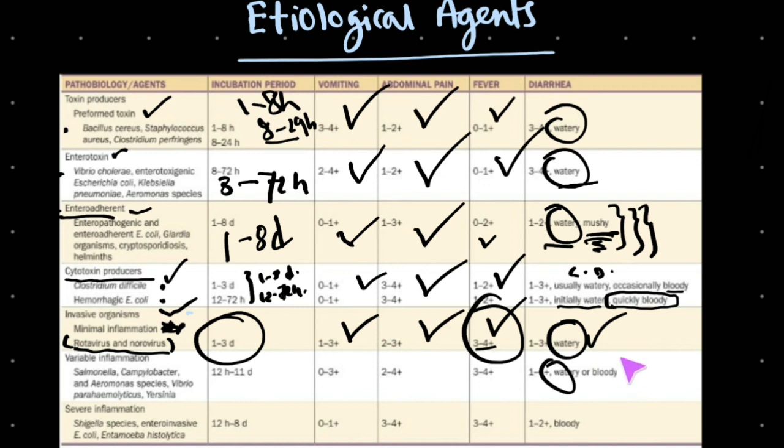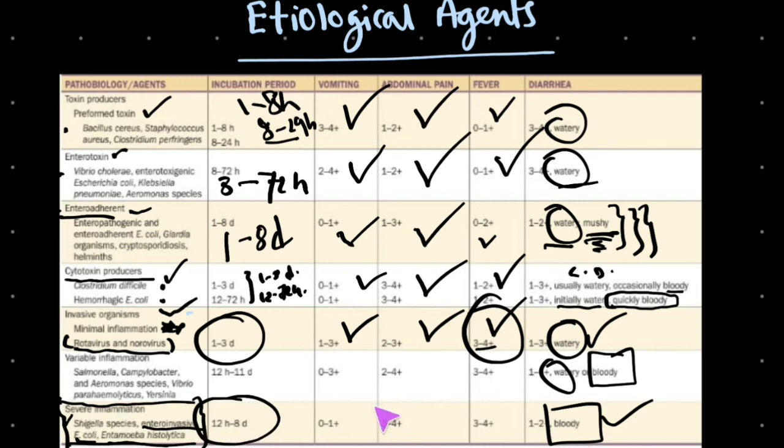Now we can come to mainly bloody diarrhea. What are the organisms? The most common organism that causes bloody diarrhea is actually Shigella, or enteroinvasive E. coli, or Entamoeba histolytica. These organisms cause severe inflammation of the mucosa, thus causing bloody diarrhea. Their incubation period is 12 hours to 8 days. Vomiting is minimal, abdominal pain is very much there, fever is very much there, and bloody diarrhea is there. Variable inflammation causing organisms like Salmonella, Campylobacter, Aeromonas species, Vibrio parahaemolyticus, and Yersinia have an incubation period that may vary from 12 hours to 11 days, and they cause abdominal pain, fever mainly, vomiting might be there, and they cause watery or bloody diarrhea. They can cause both.